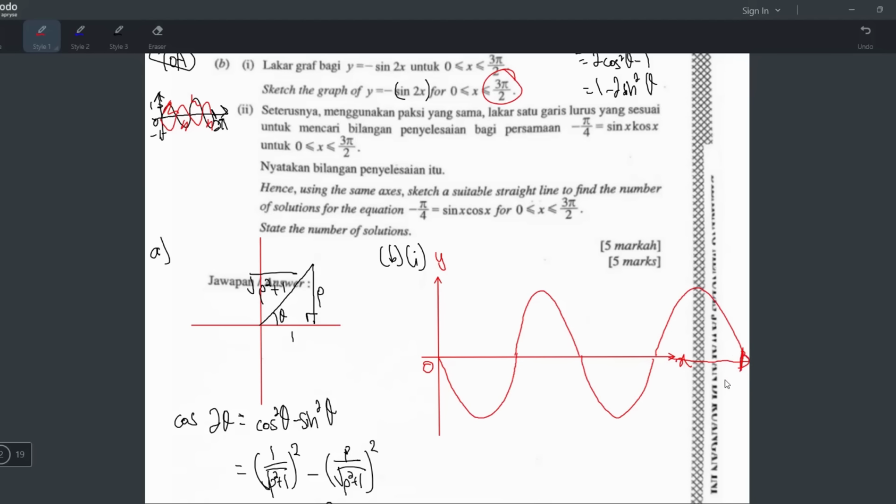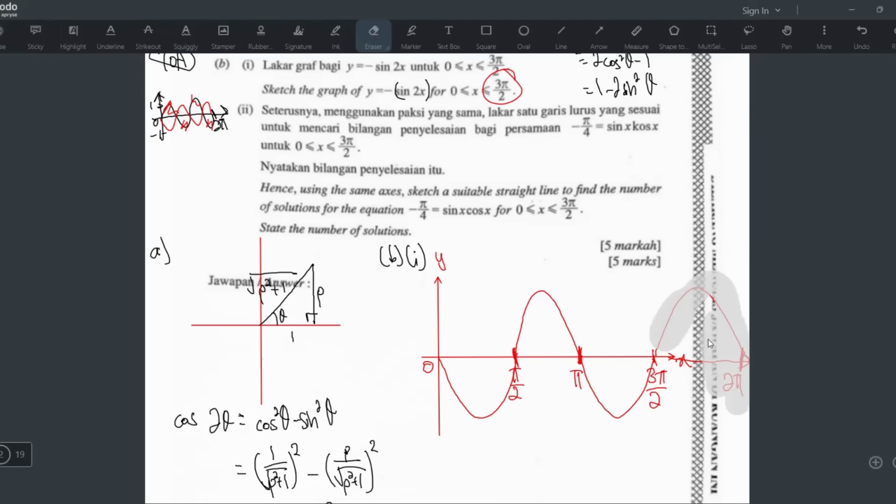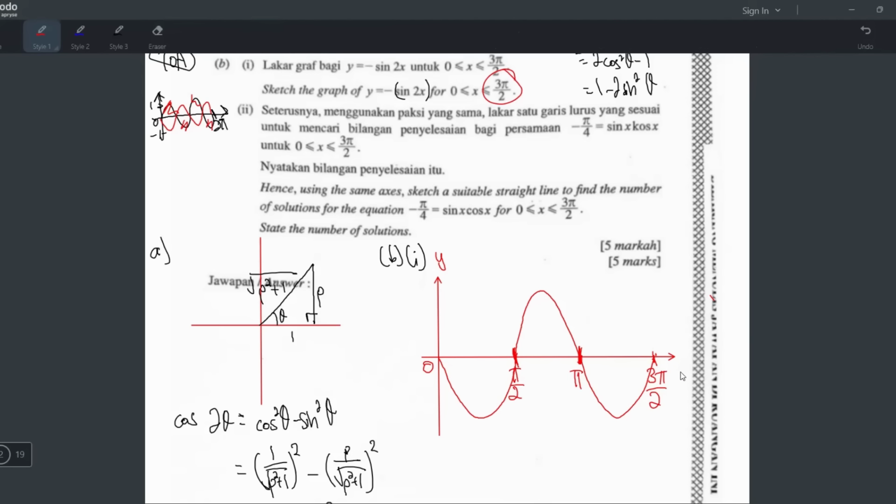Okay, so this will be 2 pi, and the middle of this will be here. So that will be pi, and then if this part, middle half again, is pi over 2 here, and then this is 3 pi over 2. So as you can see, we will erase off this part because they want to draw up to 3 pi over 2. So we erase this, and then we are done, right? So this is how you do it.